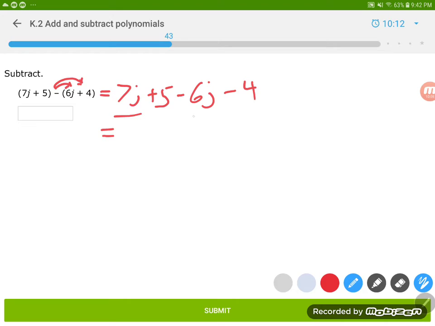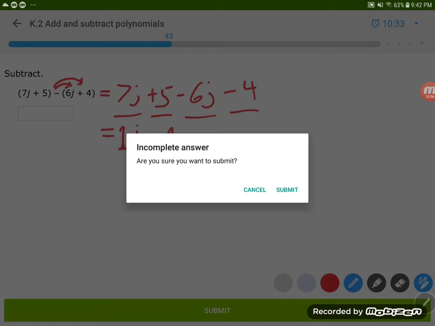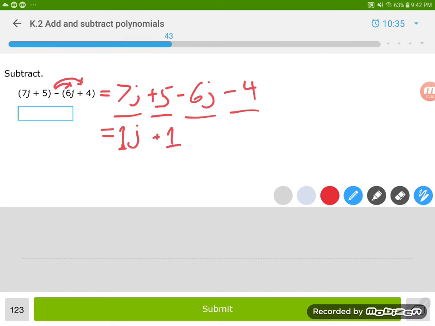We can now go ahead and start to combine our like terms. I have a 7j and a negative 6j. That's going to make just a single j, and I can write just j, or if you want, you could even put a 1 in front of there. There's nothing wrong with that. Now we'll also combine our 5 and our negative 4, and this will make a plus 1. Okay, so our final answer is just going to be j plus 1.